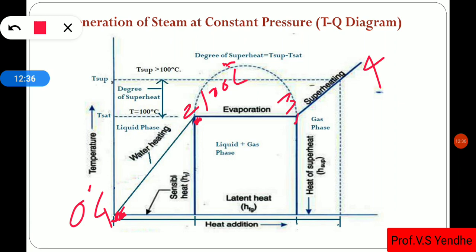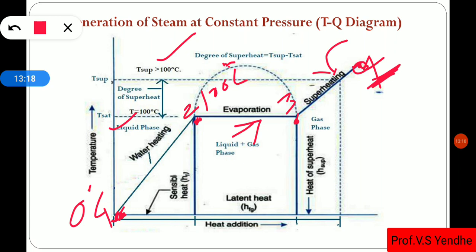We will get which steam? Dry saturated steam at point number 3, but the temperature is kept constant. After observing this graph, we will see that the temperature is kept constant and the temperature is T saturation, that is T equal to 100 degrees Celsius. Okay, then let us see point number 4. We will get dry superheated steam at point number 4, and the temperature is greater than 100 degrees Celsius.